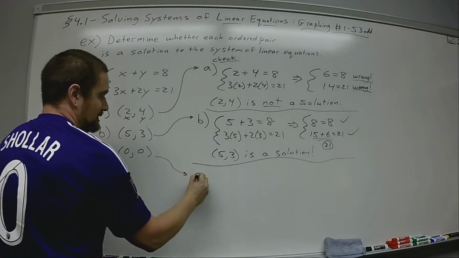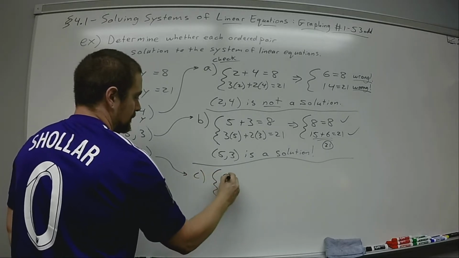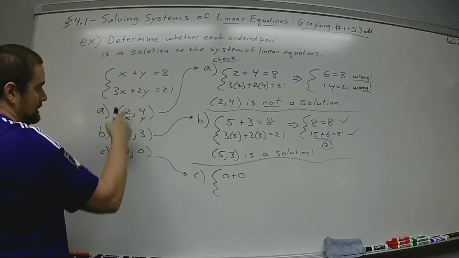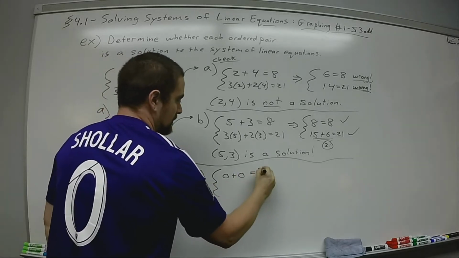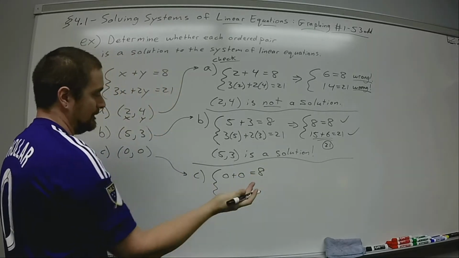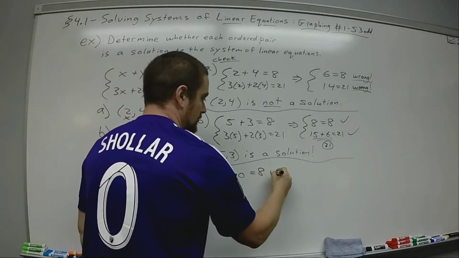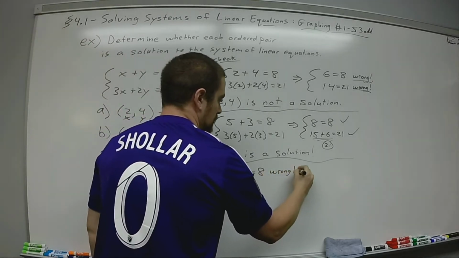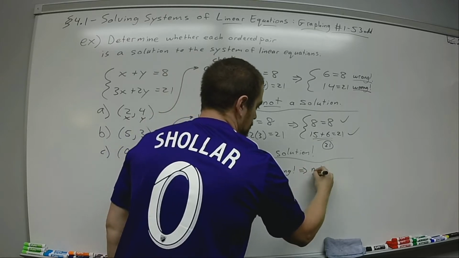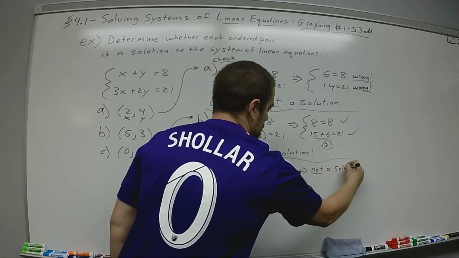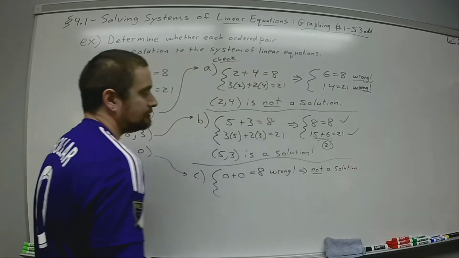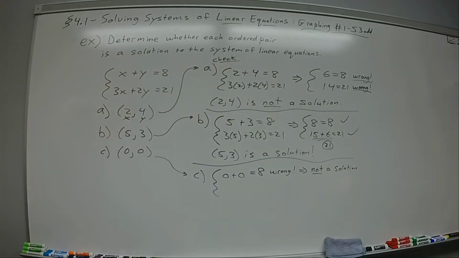And for the last one, again, that one's kind of silly. Right? It's having us plug in 0 for x and 0 for y to see if it equals 8 in the first one. Again, I don't have to go any further than this. 0 does not equal 8. This is wrong. So this is not a solution. All right, if it doesn't work for one, there's no way it's going to work for both of them. It didn't even work for the first one. It'll never work for both of them.